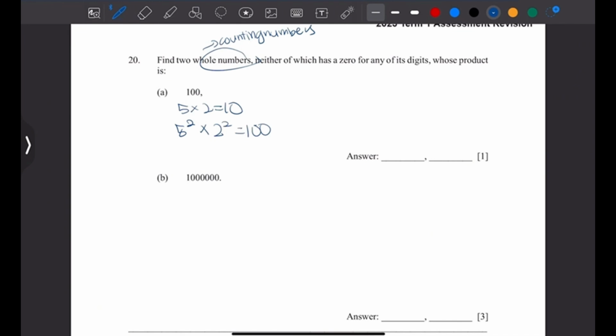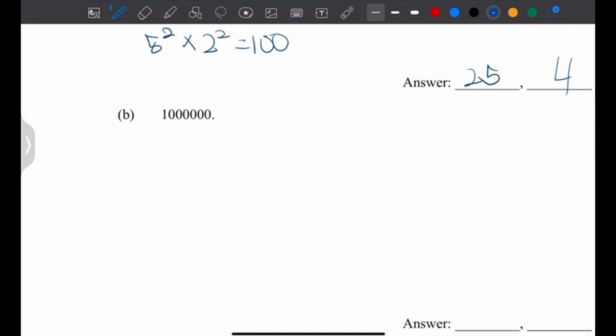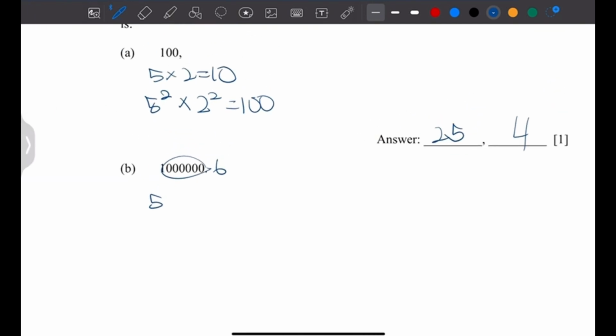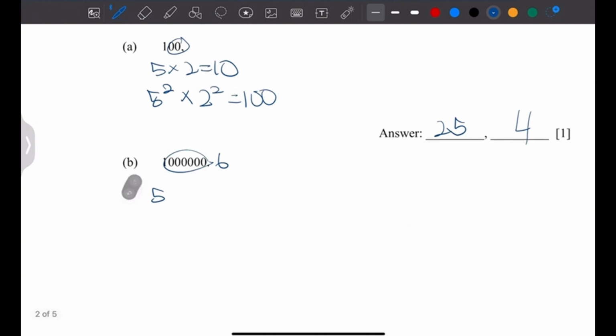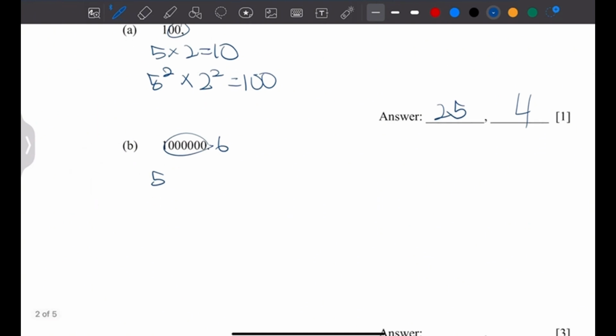So 5 to the power of 2 is 25. 2 to the power of 2 is 4. So you don't have to try and error for this if you know the pattern. Same thing, there's 6 zeros here, which means it's 1 million. So since there were 2 zeros from 100, we squared 5 and 2. So now there's 6. We will raise 5 to the power of 6 and 2 to the power of 6 too.